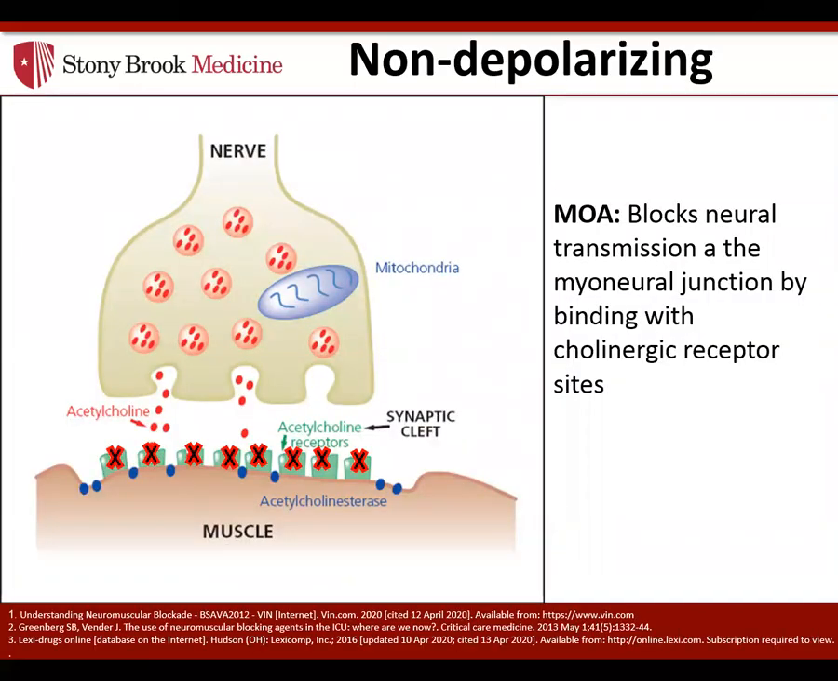So our non-depolarizing neuromuscular blocking agents are competitive antagonists at the receptor. So the mechanism of these makes much more sense intuitively. So they bind to the nicotinic receptors and completely block acetylcholine from binding. And that leads to paralysis because it's unable to cause an action potential because we're blocking these receptors with our non-depolarizing neuromuscular blocking agents.